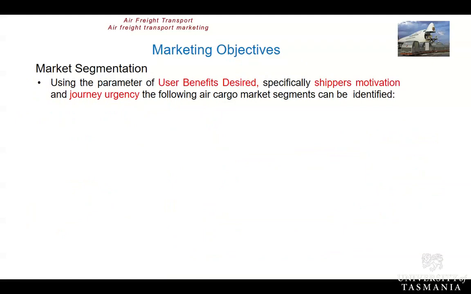Now, in lecture 4, we spoke a lot about the variety of commodities being moved around the globe. During that particular lecture, I introduced a segmentation process, and that segmentation process was based around this idea of a shipper's motivation for using air cargo and the urgency of that air cargo.